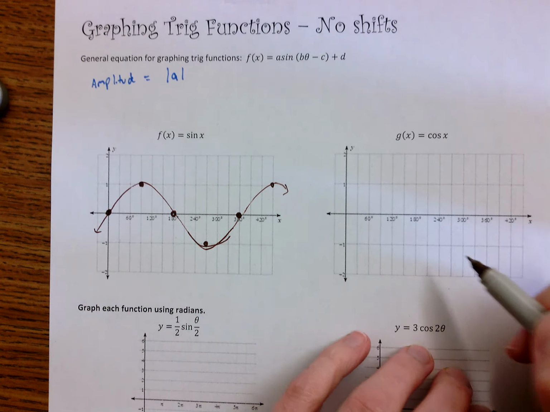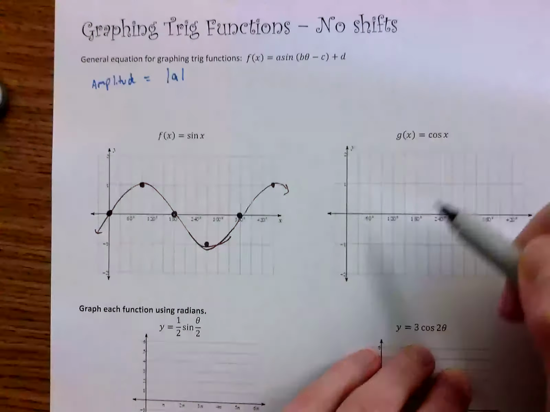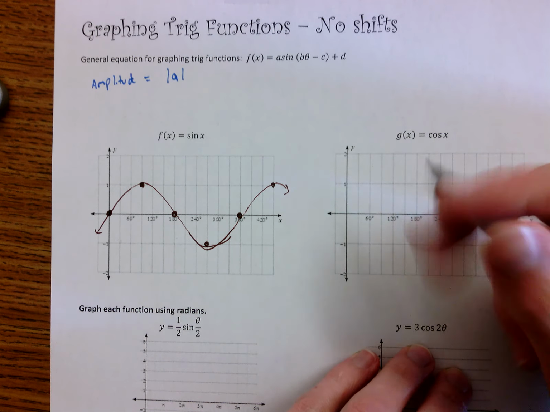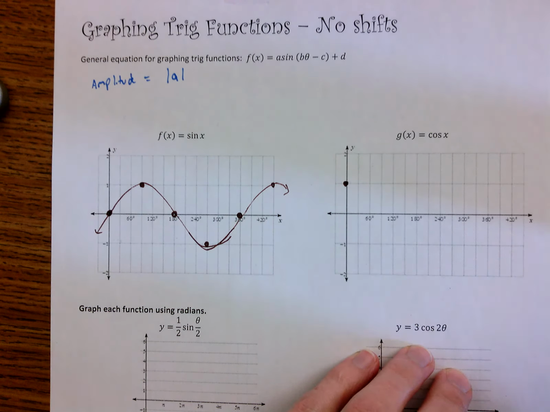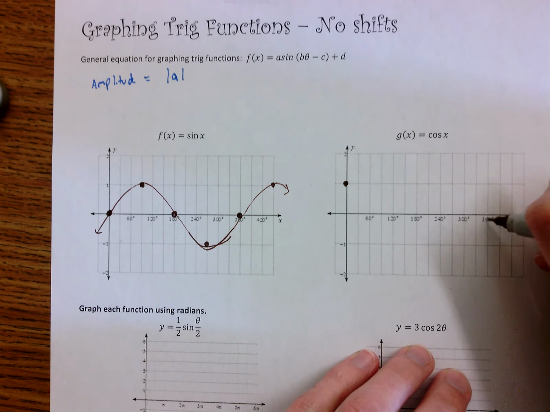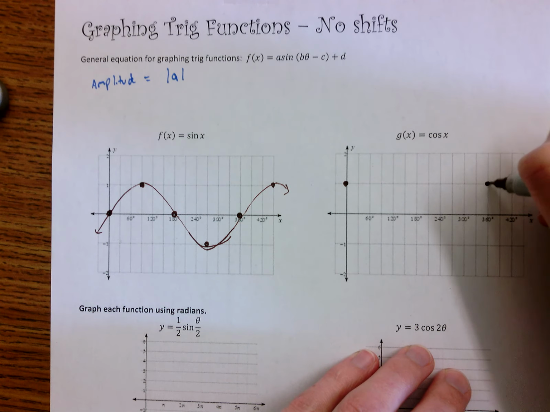but it's a little bit different. Cosine doesn't start at the center. Sine starts at the center. Cosine starts up at 1. Okay, and then at the end of our period, which is 360 for this guy, you're going to be back up here at 1.